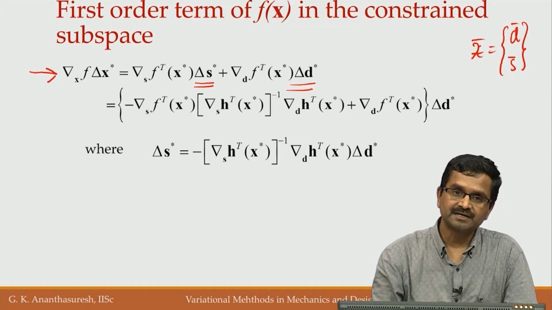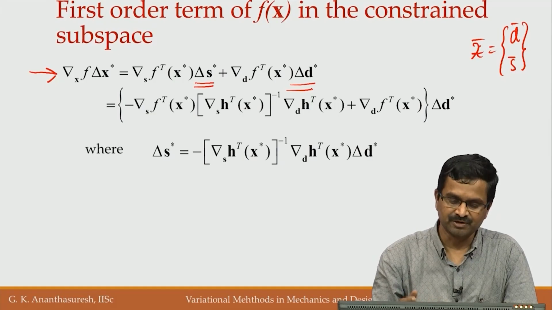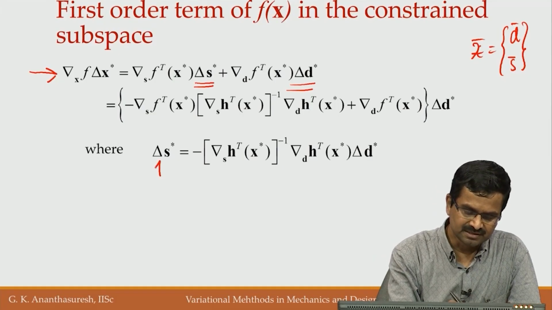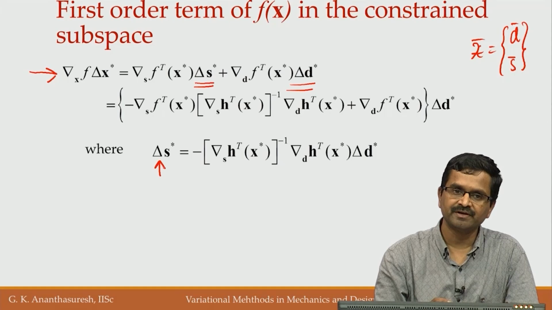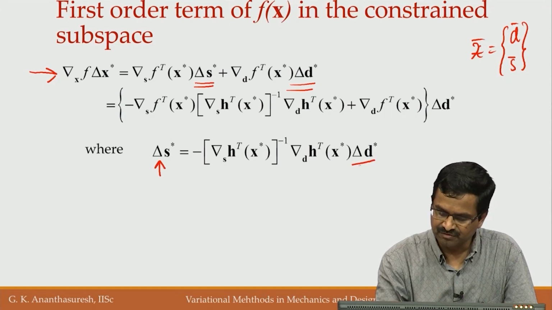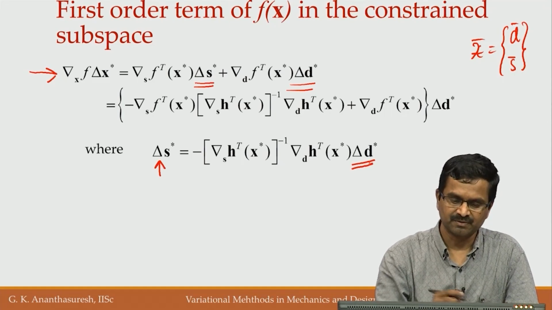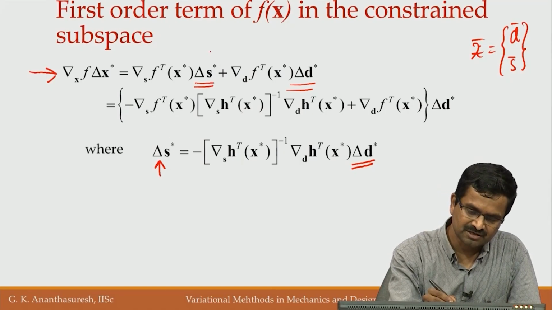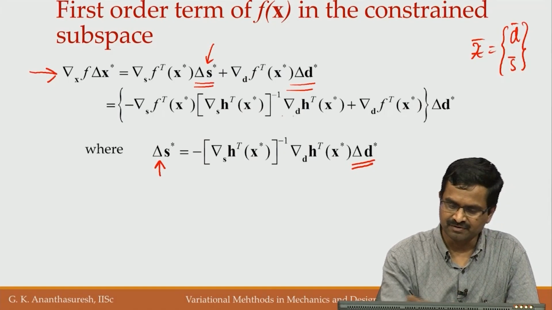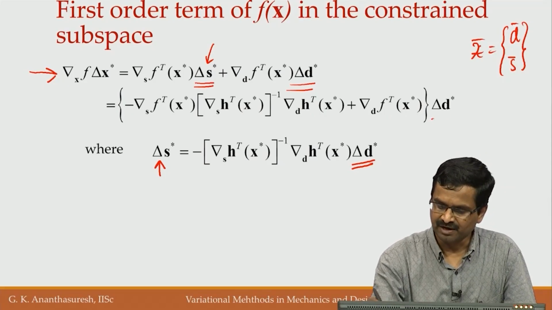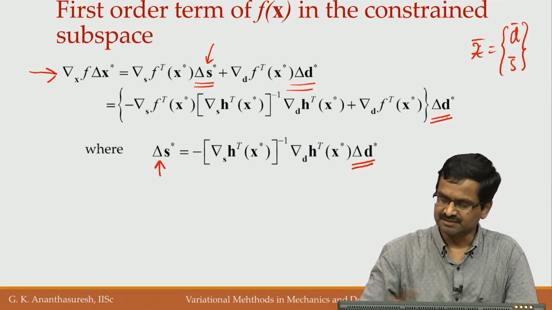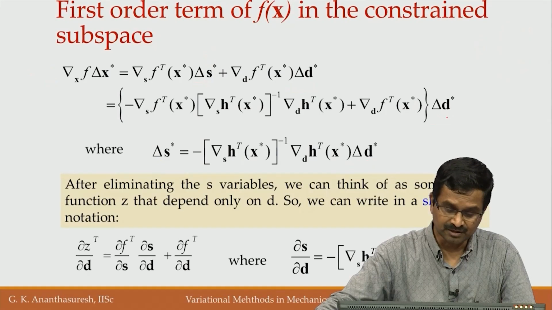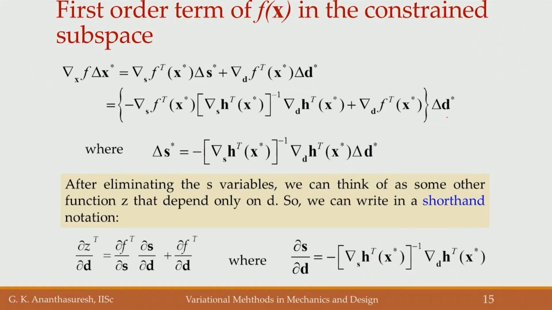Since equality constraints have to be satisfied after perturbation, we can express this delta s star, that is solution variable perturbations, in terms of decision variable perturbations. Okay. When we substitute this delta s star over there, we get something like this, where we have delta d star as the decision variables. That is all we can change, all right. So, now we want to see how to establish sufficiency.